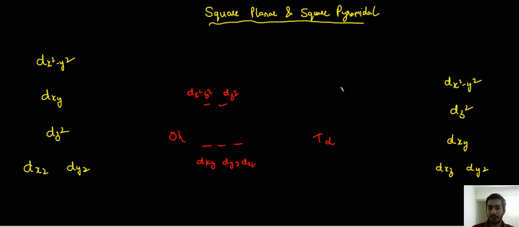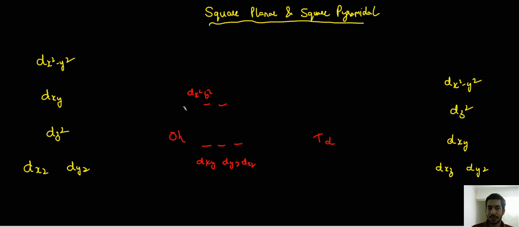In tetrahedral, it just inverses, okay, it just gets inverted. So we have dx²-y² and dz² at the bottom, and over here we have dxy, dyz, and dxz, right? So this is the case for tetrahedral and octahedral. Later on, maybe I'll explain why this is the case for octahedral and tetrahedral.